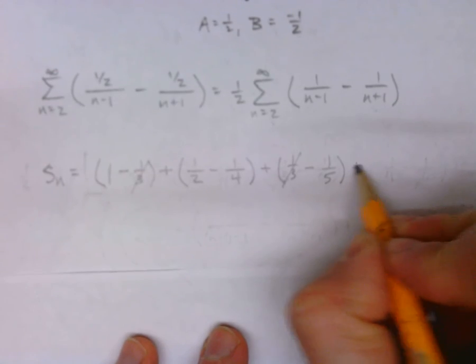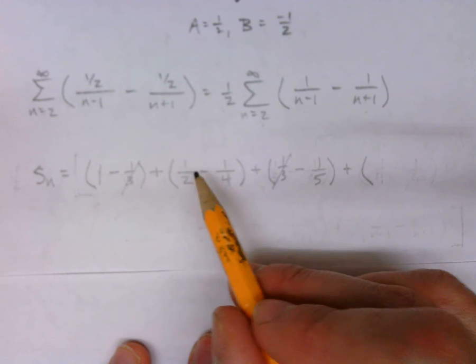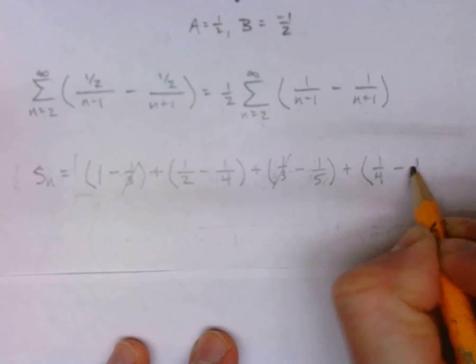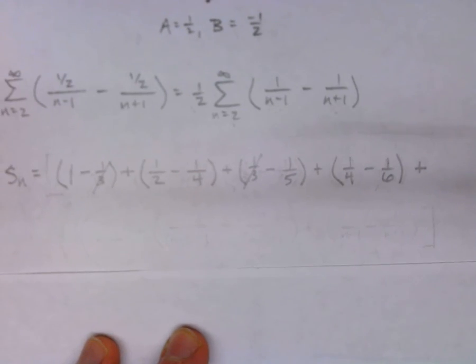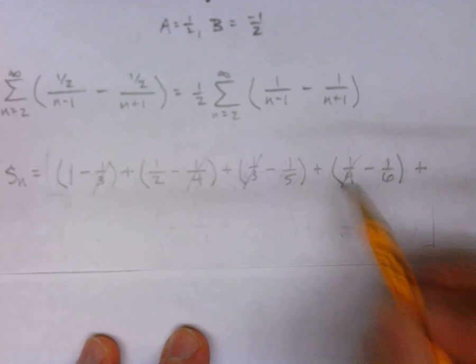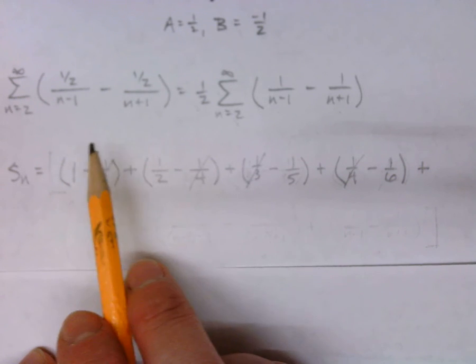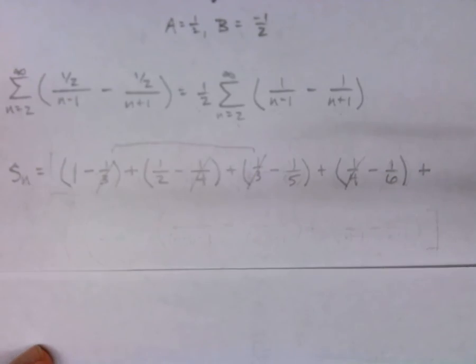How about another one just to show this? So let's see, that's n equals 2, 3, 4, now n equals 5, 1 over 4 minus 1 over 6. And I can see the 1/4 is going to cancel. Okay, so it looks like the second term cancels with the first term 2 steps later.